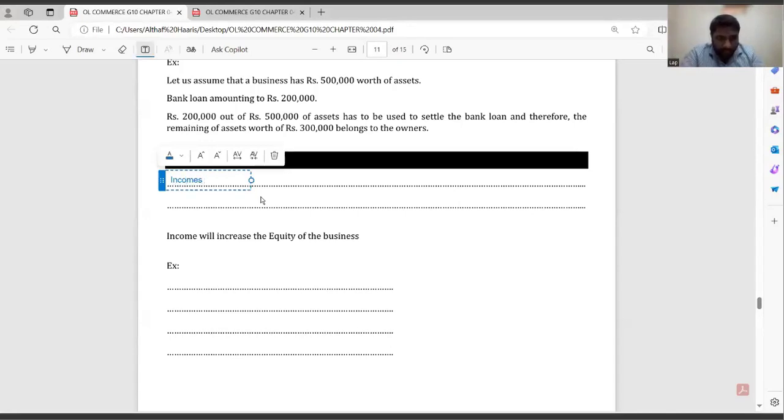Incomes are the amounts earned by the activities of the business for a given financial period.